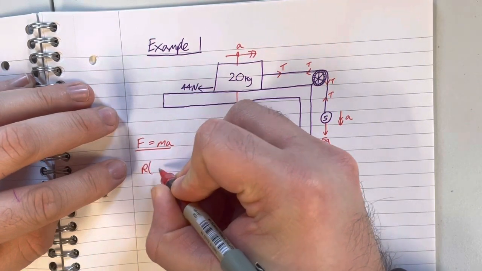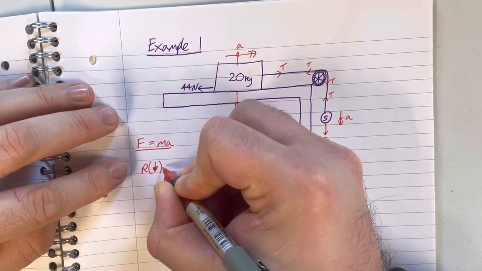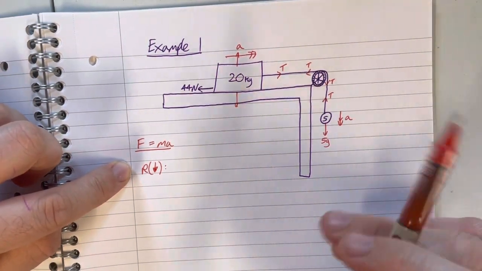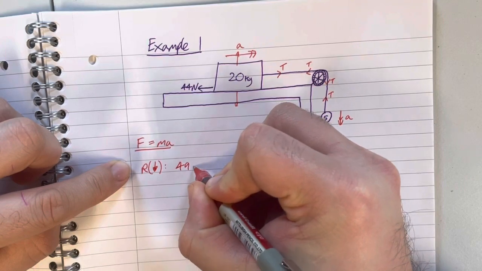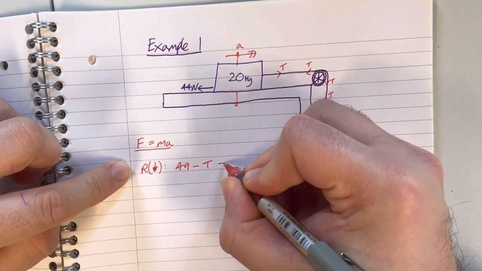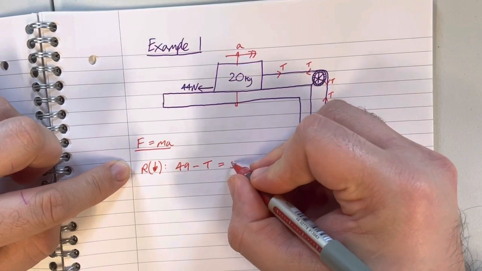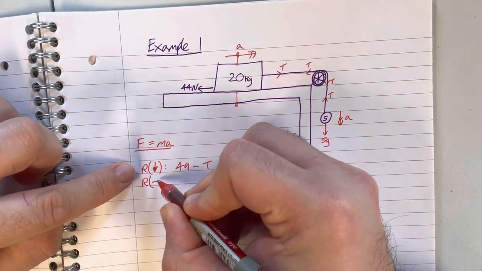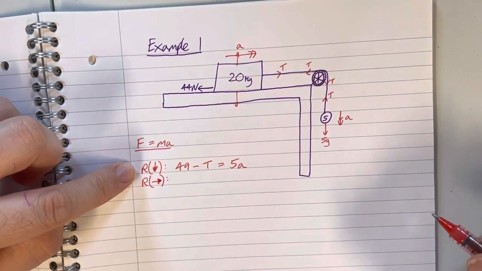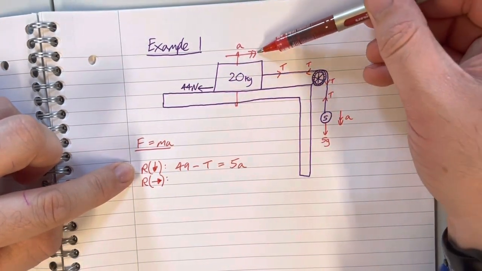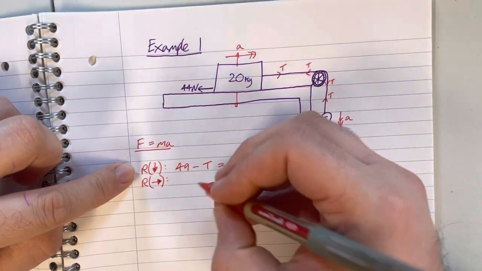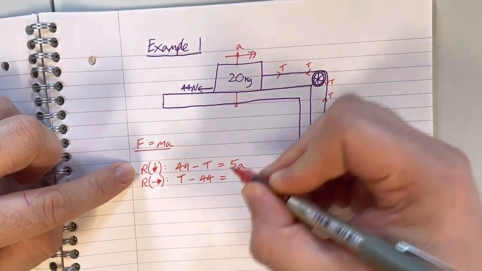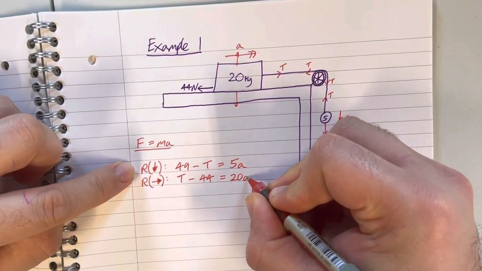So I'm going to resolve vertically for the first mass, and I'm taking downwards as positive because I've labelled my acceleration as down. So I've got 49, which is the force downwards, minus my unknown tension. That's going to equal the mass, which is 5 times my unknown acceleration. And if I do something similar with the 20 kilogram mass, but this time resolving to the right, again taken to the right because my acceleration is labelled to the right, I've got a tension to the right minus a 44 to the left, and that's going to equal the mass of the object, which is 20 times the acceleration.